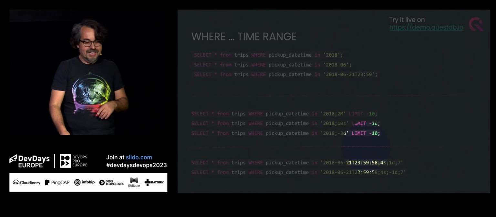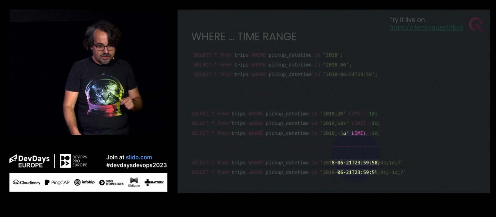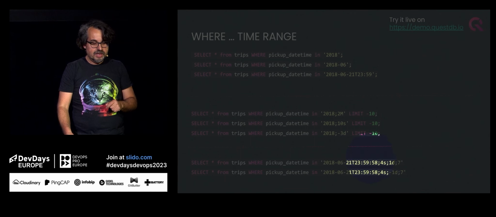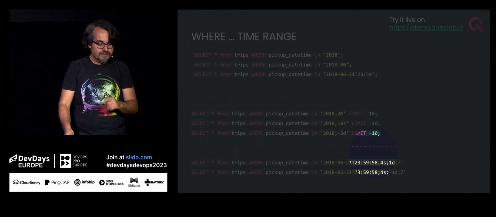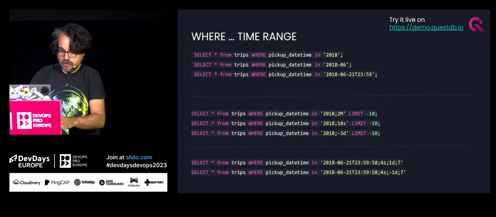This one is telling me, bear with me here, I'm starting at second 58 before midnight of this particular day. And I'm telling QuestDB, I'm going to explore for this second and 4 seconds in the future, in intervals of 1 day for 7 days. And I can do this also backwards. Let me just show you that on the demo site.